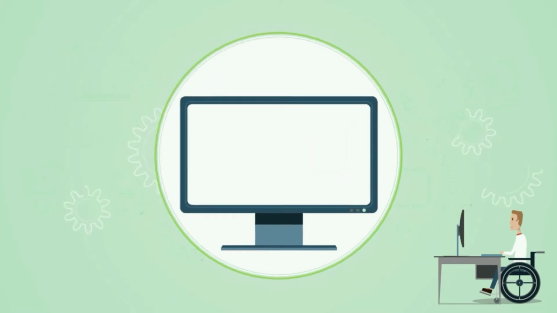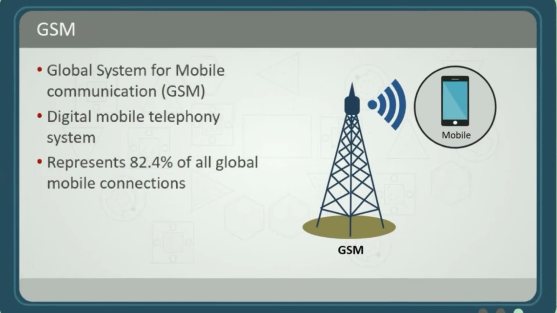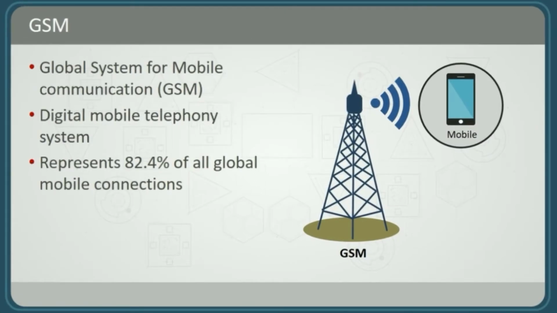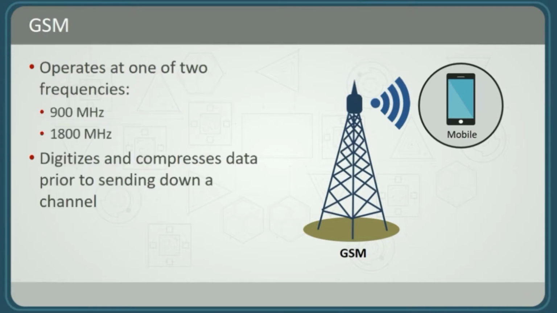In this presentation, we'll take an introductory look at some of the types of mobile or cellular communications, beginning with what's known as GSM, or the Global System for Mobile Communication. This is a digital mobile telephony system that currently represents over 82% of all global mobile connections. Now, it operates at one of two frequencies, 900 or 1800 megahertz, and of course, fundamentally just digitizes and compresses data prior to sending it down a channel.